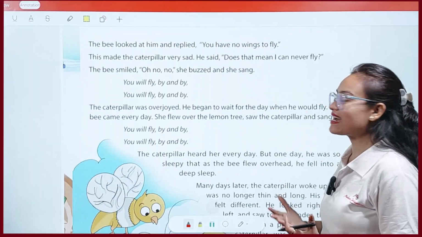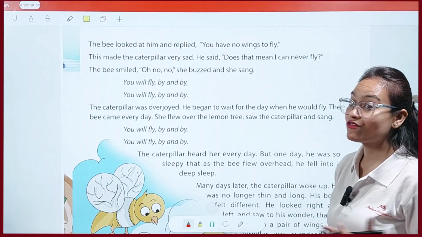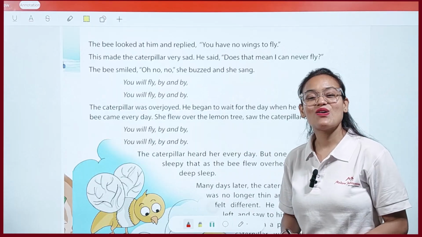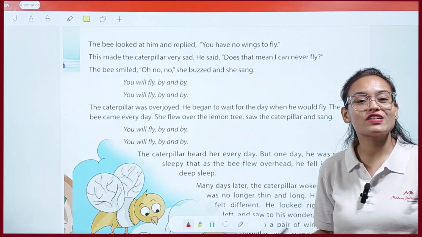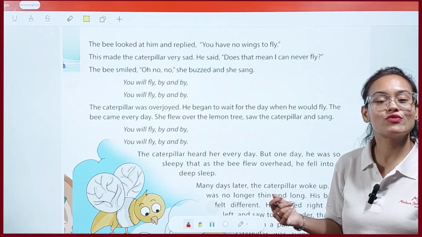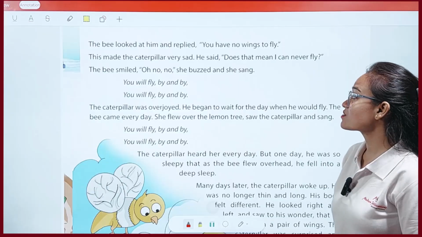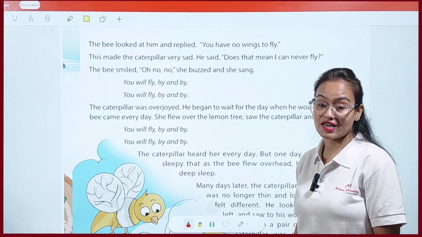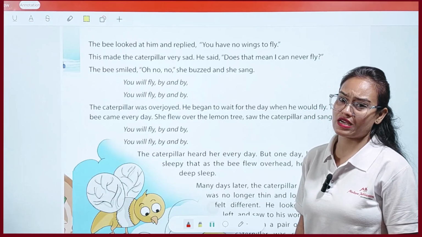The bee looked at him and replied, "You have no wings to fly." So this bee looked at the caterpillar and said, "Oh, my poor caterpillar, you don't have any wings through which you can fly." This made the caterpillar very sad. Upon listening to the words from the honeybee, the caterpillar was very sad.